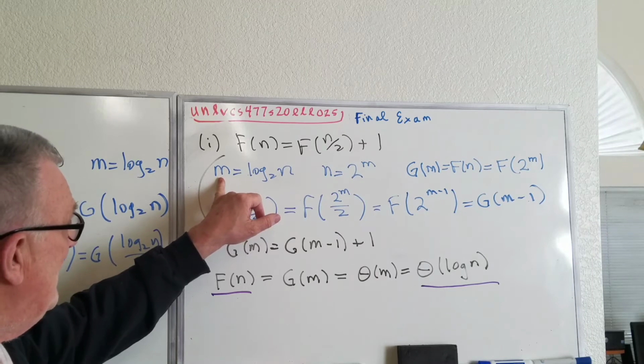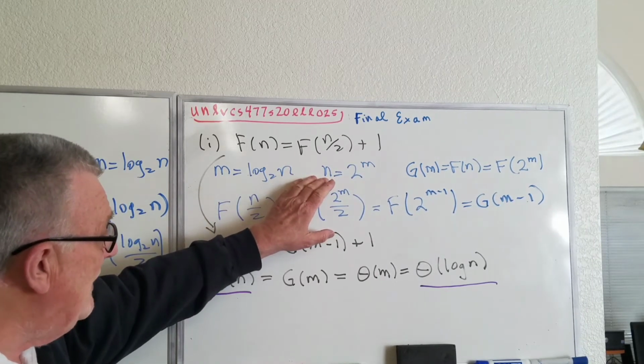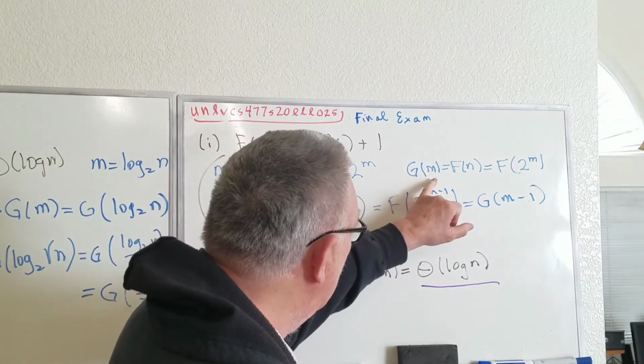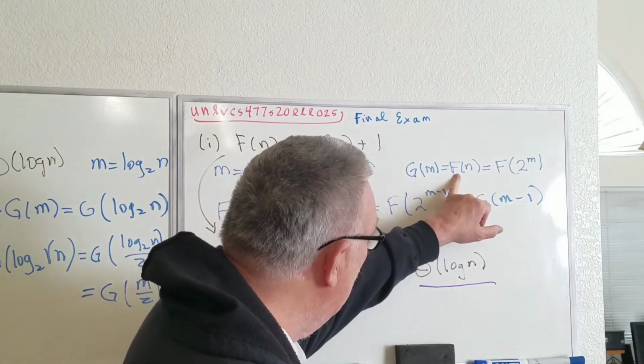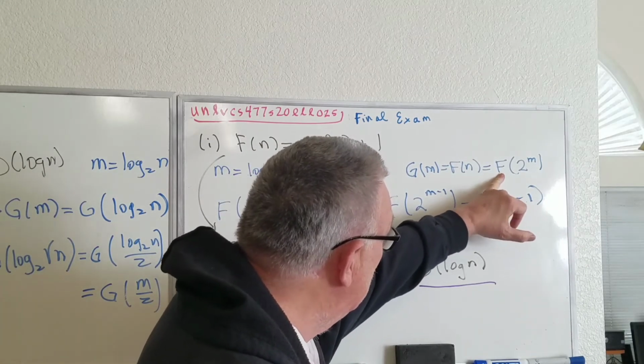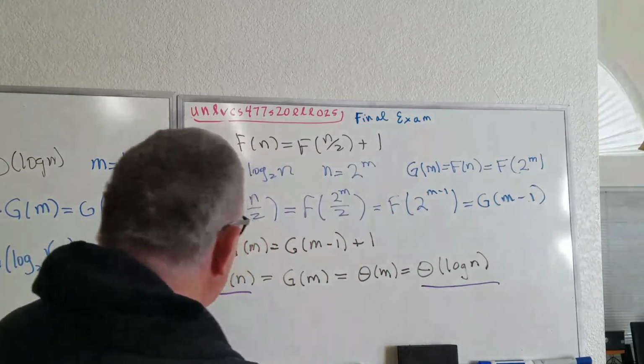Let m equal the base 2 logarithm of n, which means that n equals 2 to the m. Now, that means that we're going to let g be the function, so that g of m is f of n, which means g of m is f of 2 to the m. All right, now, here is where it gets interesting.